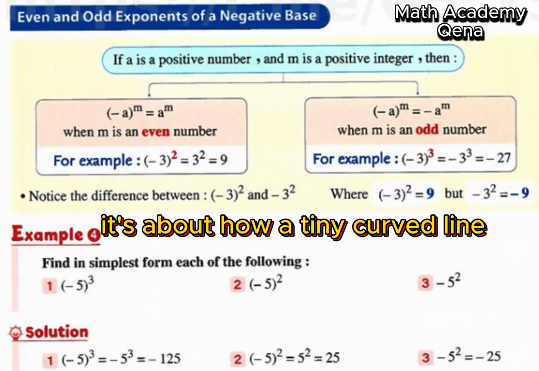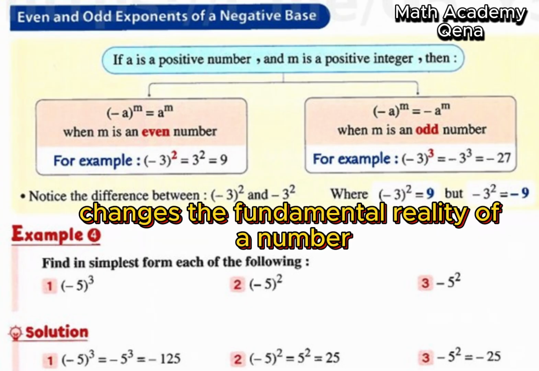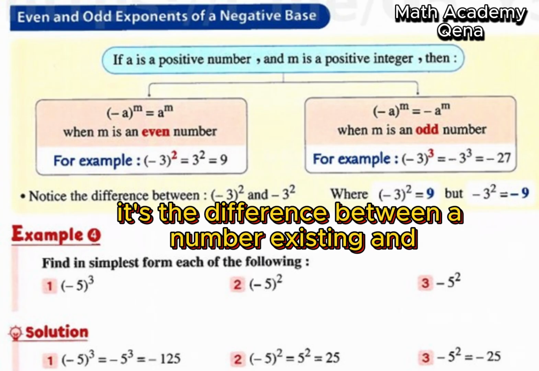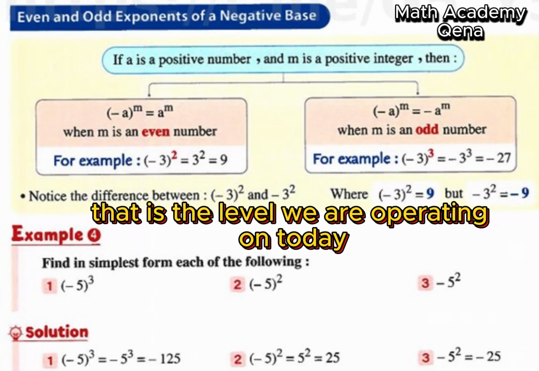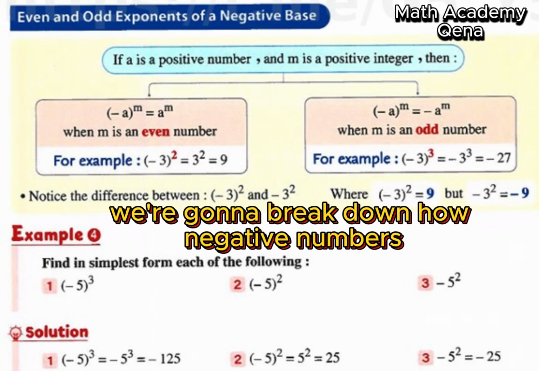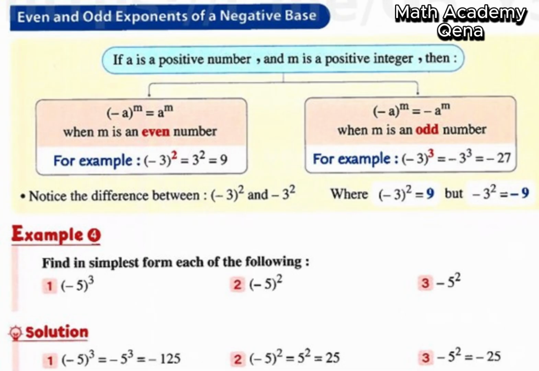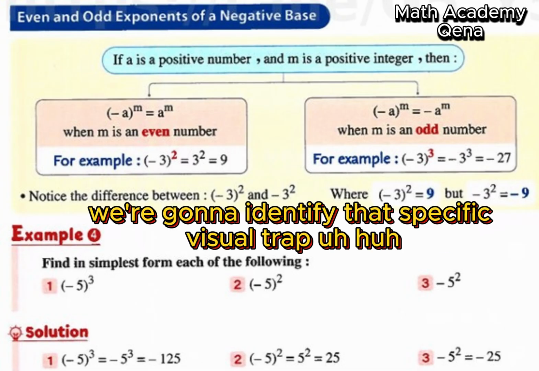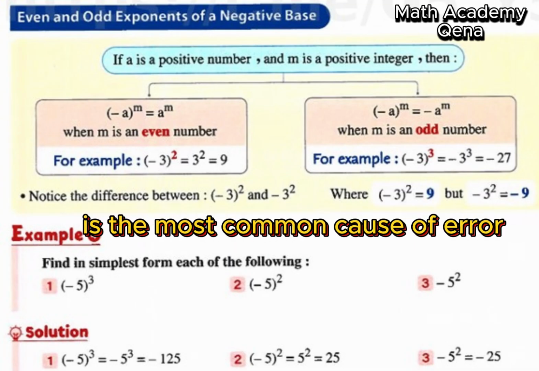It's about how a tiny curved line, a parenthesis, changes the fundamental reality of a number. It's the difference between a number existing and a command being executed. Yeah. That is the level we are operating on today. It's syntax. So, our mission today is to decode this. We're going to break down how negative numbers react to exponents, sure. But more importantly, we're going to identify that specific visual trap. The one the source material warns is the most common cause of error.